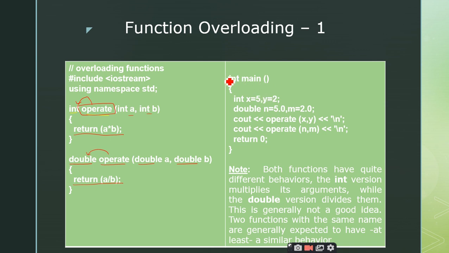See here, int main, and I have taken two integer values, and I have taken two double values. I am just calling the function with x comma y. Therefore 5 comma 2 is given. Which function is going to be invoked? Is it the first function or the second function? First one, sir. The first one is going to be invoked. Therefore it will return 5 into 2, that is 10. So 10 will be printed.